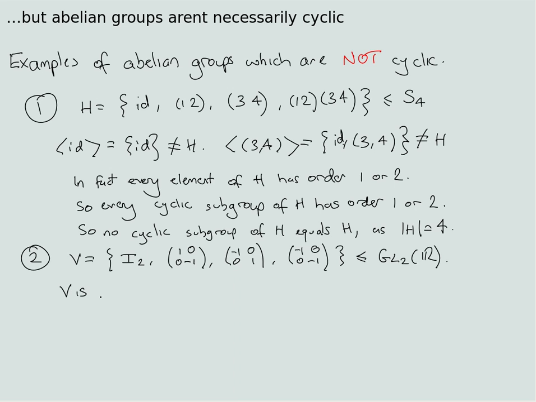So V is abelian, but it's not cyclic. And as I say, this is for precisely the same reason as H. You can check that every element of V has order 1 or 2, so every cyclic subgroup of V has size 1 or 2. And if those cyclic subgroups have size 1 or 2, they can't be equal to all of V. And that means V cannot be cyclic, because being cyclic means you contain an element whose cyclic subgroup is the whole of V.